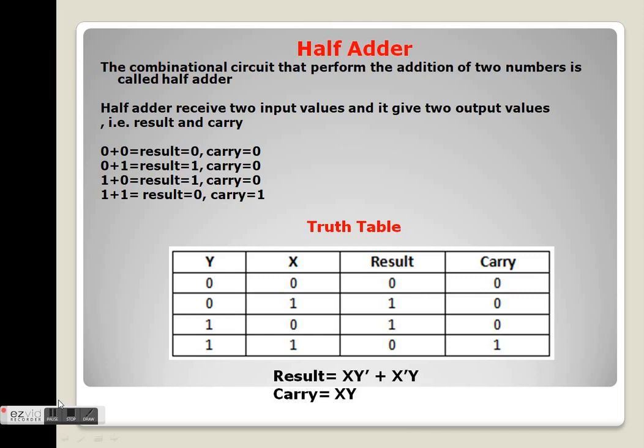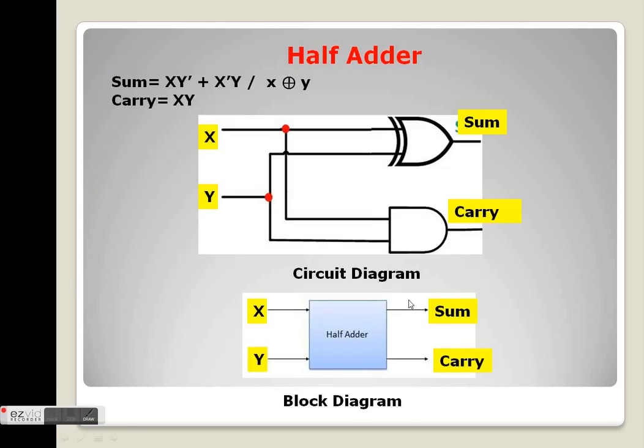Students, from the values of the input and output combinations given in the truth table, we can find the boolean expression for the outputs. For example, in this case the boolean expression for result is x y bar plus x bar y, and for the carry the expression is x y. We can write the expression for the result, x y bar plus x bar y, as x exclusive OR y. And for the carry it will remain as such.